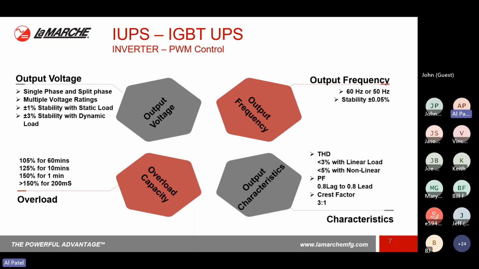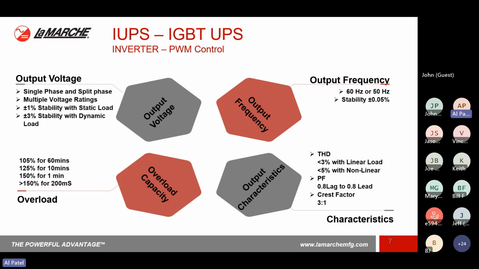1% stability with static load and plus or minus 3% with the dynamic load. The output frequency offered is 60 hertz, or 50 hertz as an option, and the stability is 0.05%. When it comes to overloading, the inverter section is capable of providing 105% of the rating for 60 minutes, 125% for 10 minutes, 150% for 1 minute, and if it's more than 150%, approximately 200 milliseconds.